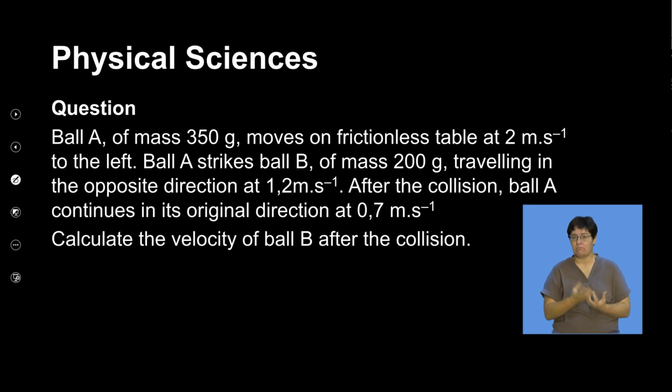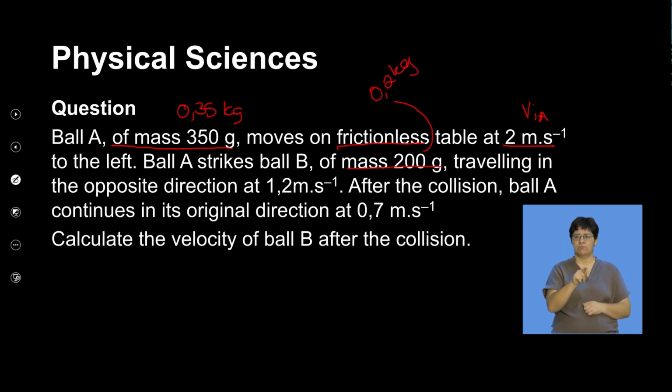We have a ball of mass 350 grams. So that's our first situation. Now, we can't work in grams, so we know this is going to be 0.35 kilograms. It moves on a frictionless table, yay, makes life easier, at 2 meters per second to the left. So this is the initial velocity of ball A. So I'm going to call it VIA. Ball A strikes ball B. So now we've got a second object, and that one has a mass of 200, so we know that that's 0.2 kilograms. And it's traveling in the opposite direction at 1.2. So in other words, B is moving to the right. Okay, and that's the initial.